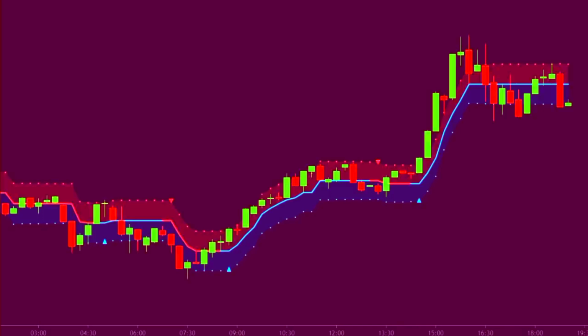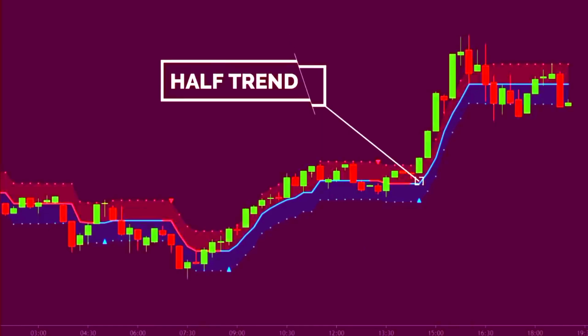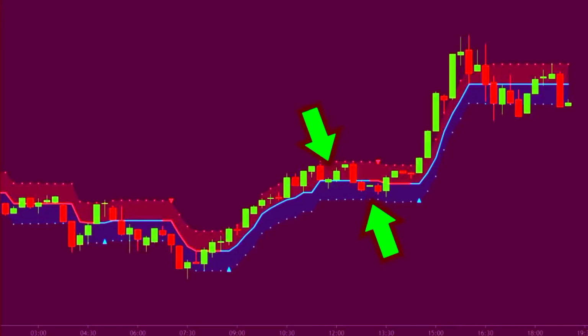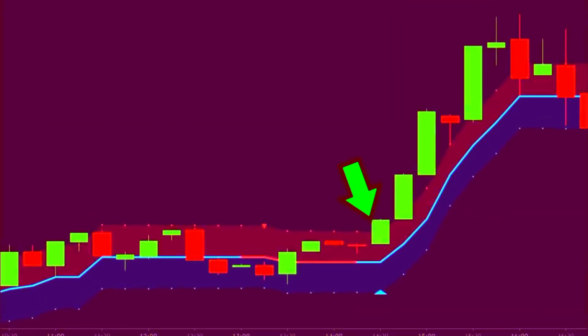Let's get back to this indicator. On the indicator we can see that there are three lines. The central line is the actual Half Trend indicator. The upper and the lower lines are nothing but two ATR bands that are placed above and below the indicator. When the price closes above the upper band for 2 to 3 candles, the central line will turn blue and a small blue arrow will appear below the Half Trend. This indicates that the price is in a short-term uptrend.